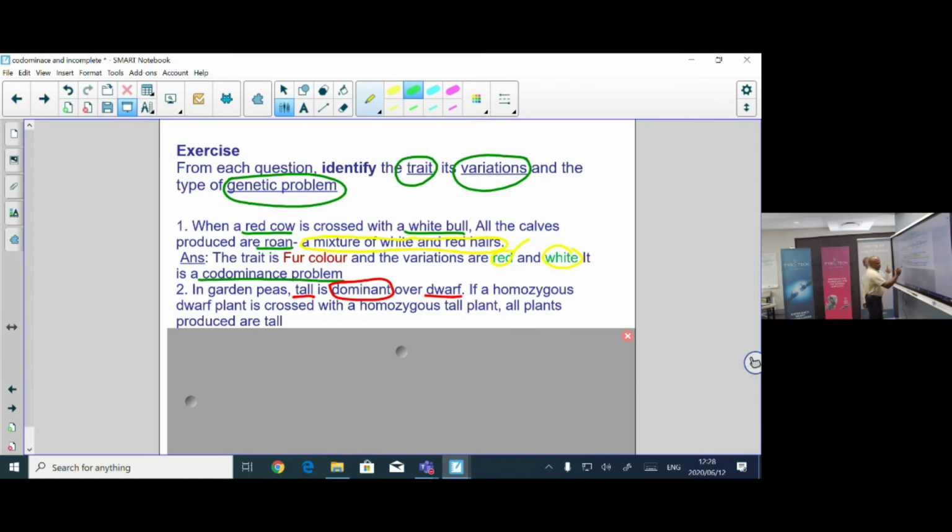If homozygous dwarf is crossed with homozygous tall, outcome, all plants are tall. Very simple question. Identify the trait, the variation, and the type of the problem.